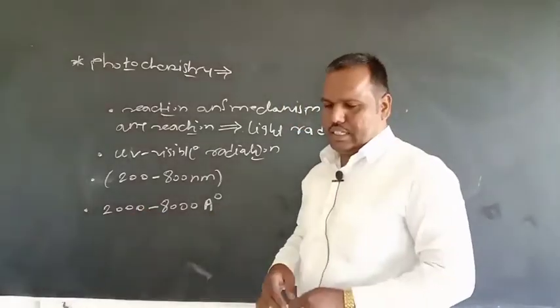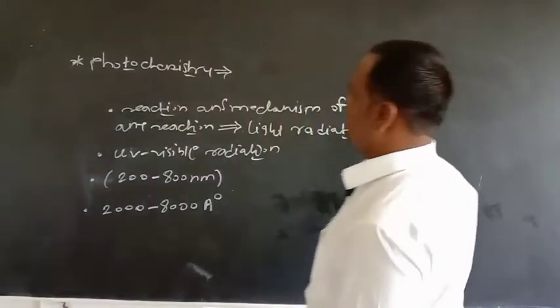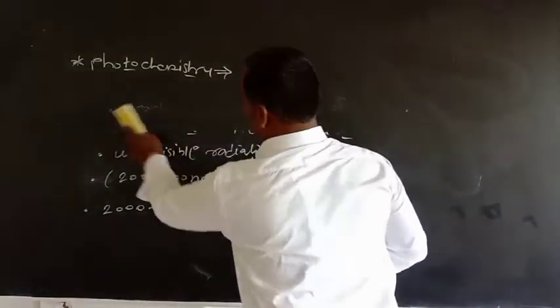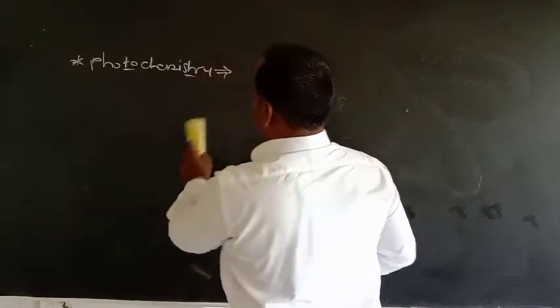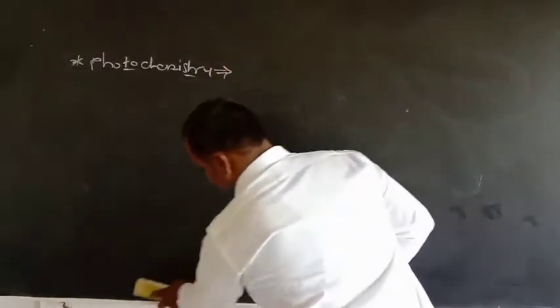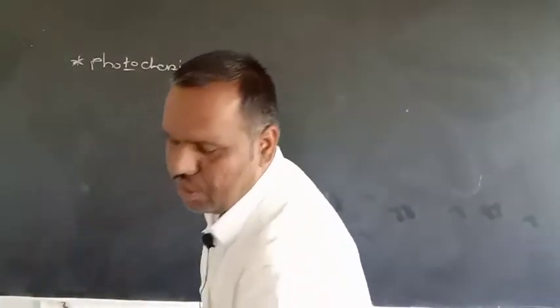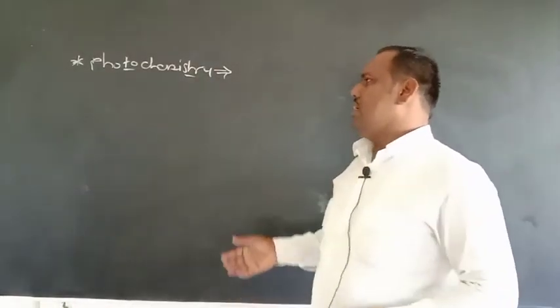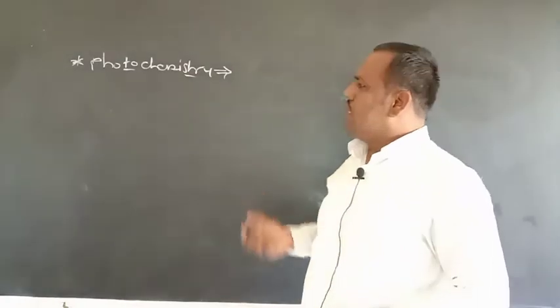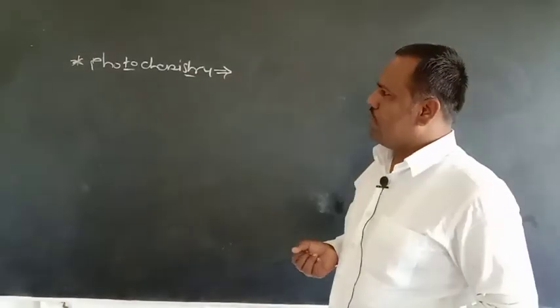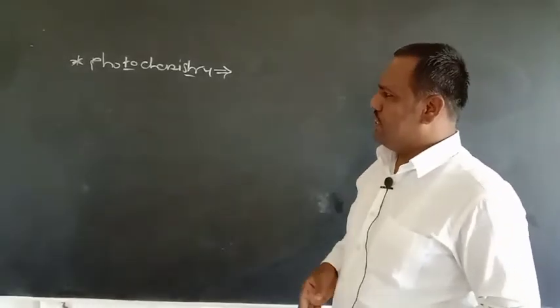So, let us see some more important characteristics of this photochemical reaction. The main important condition for any photochemical reaction is the requirement of light radiation. Generally UV visible radiation is required for any photochemical reaction or any chemical change.